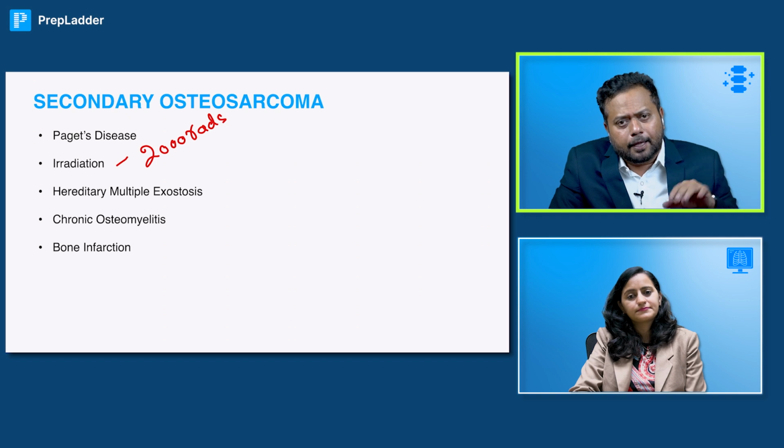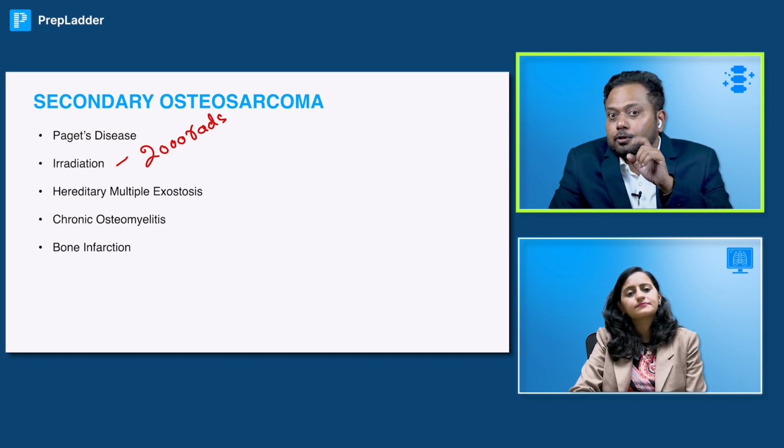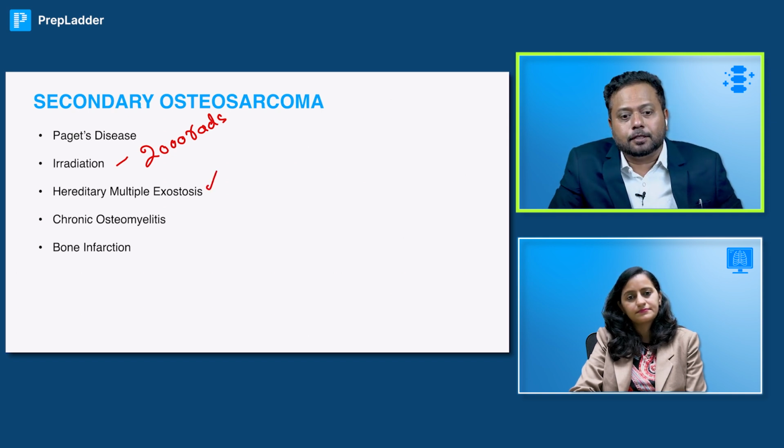We had seen that if it is solitary, it usually goes for chondrosarcoma. Hereditary multiple exostosis is an exception. It can get converted to osteogenic sarcoma, but very rarely, because exostosis, what we read, is of cartilaginous origin. You see, this is the twist. So please register this in your mind.